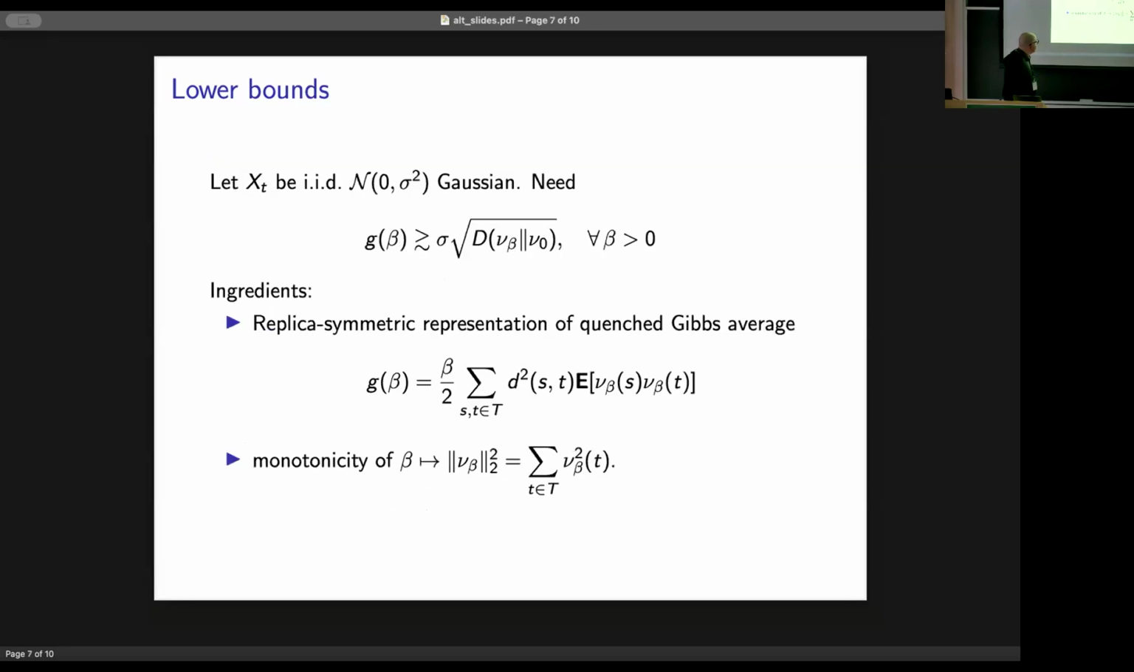And this proof has a couple of ingredients. So first of all, we use what's called the replica symmetric representation of the quenched Gibbs average.